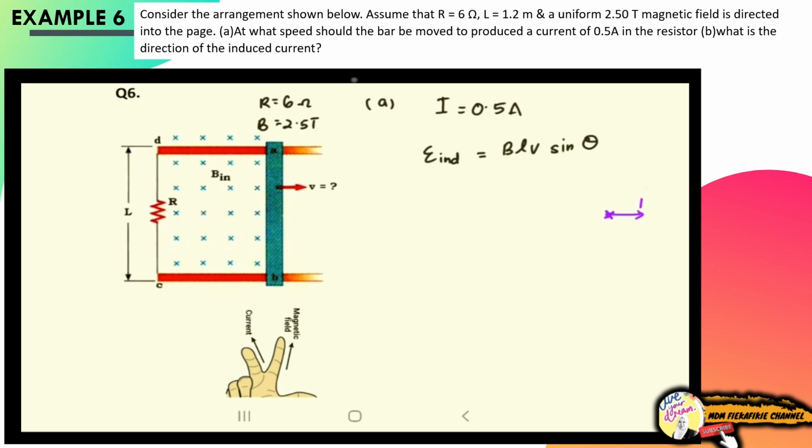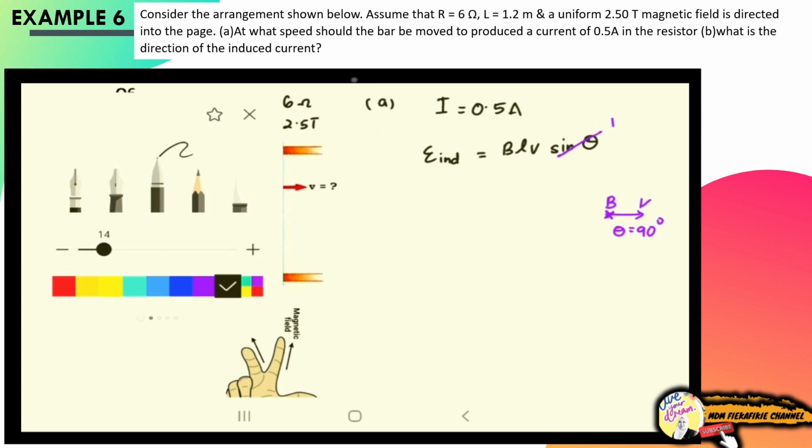V is to the right, and B is into the page. Awak tengok 3D lah. B masuk ke dalam screen. Kalau awak tengok handphone awak sekarang ni, B is into the page, V is to the right. So the angle between them is 90 degree. So here sin 90 is equal to 1.